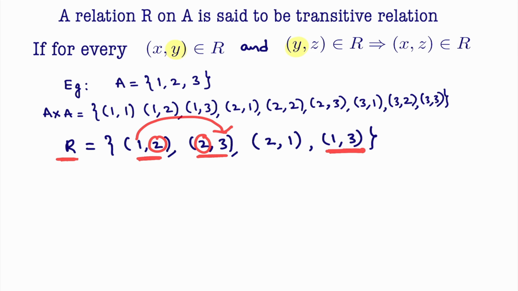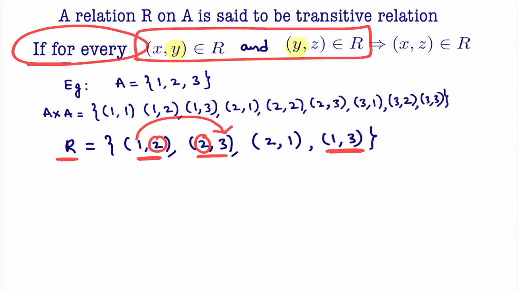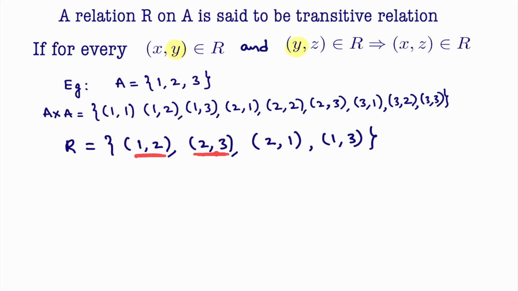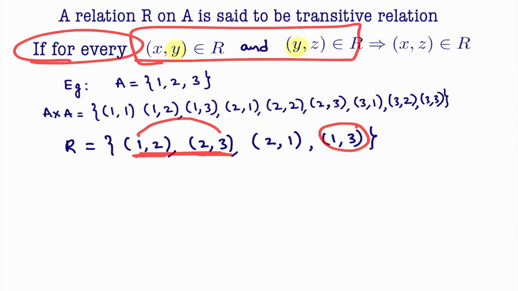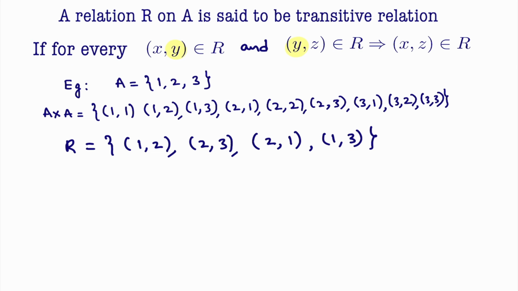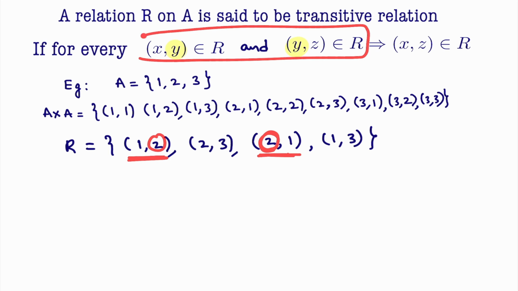No, you cannot say like that, because you need to check for every such pair of ordered pairs. You just checked only for these two: (1, 2), (2, 3), where (x, z) is (1, 3). Like that, you need to check for every such pair. I hope you are understanding. Now, this ends with 2 and this starts with 2. Yes, checked. Now, you can observe this ends with 2, and this one also starts with 2. So, this is also like (x, y), (y, z).